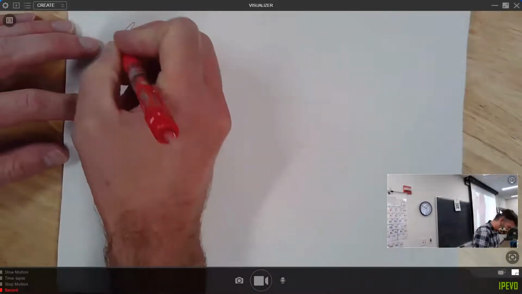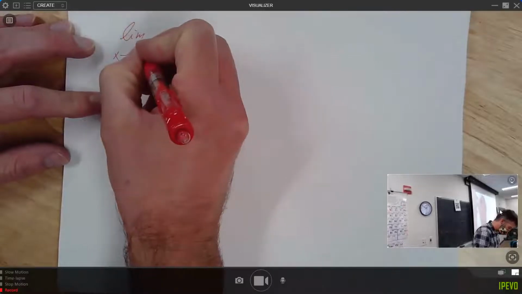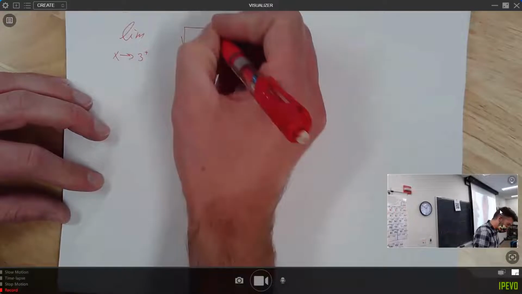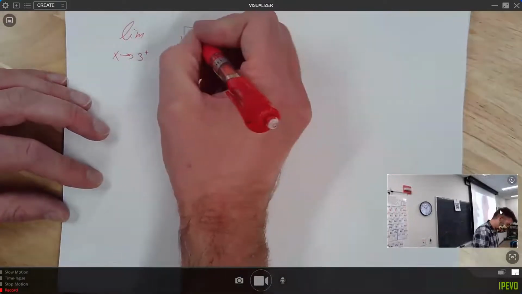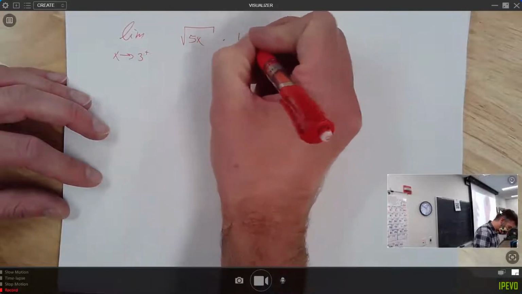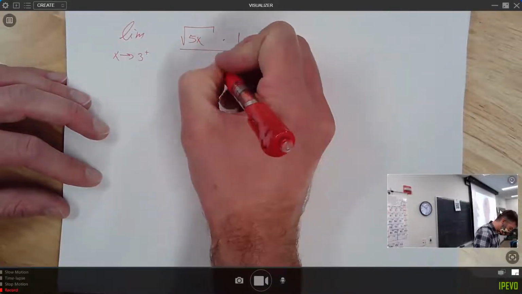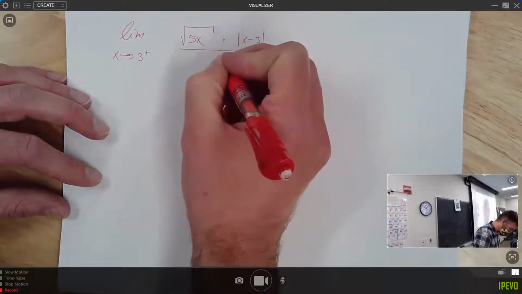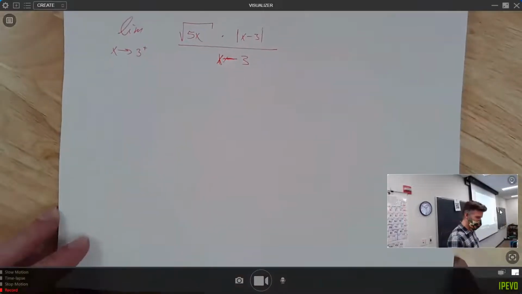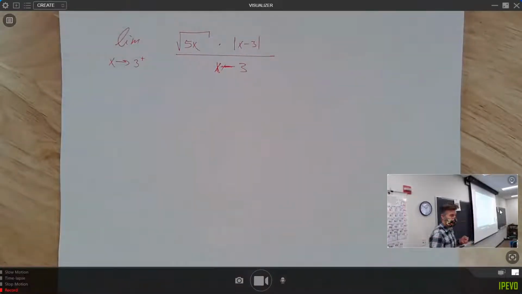Limit as x approaches 3 from the right of, let's make it fun, the square root of 5x times the absolute value of x minus 3 over x minus 3. Not an absolute value, sorry. Looks like it could look better, but that's all right. So, a limit like this, and we're also going to do the left-hand limit as well. To do a limit like this, you really have to know how to handle the absolute value.